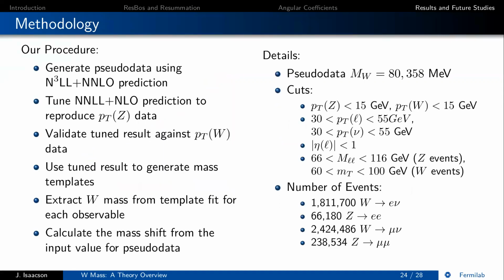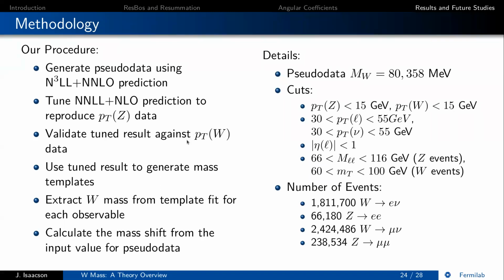Moving on to how we actually extract the shift in MW. The procedure we take to evaluate this is that we are going to generate pseudo data for both the Z and the W at N3LL accuracy plus NNLO. Then we are going to take our NNLL plus NLO prediction, and we're going to tune g2 and alpha_s just as CDF did to reproduce our pseudo data. Once we have tuned it to reproduce the pseudo data for PTZ, we're going to take that tuned prediction and look at PTW just to make sure things aren't going crazy.